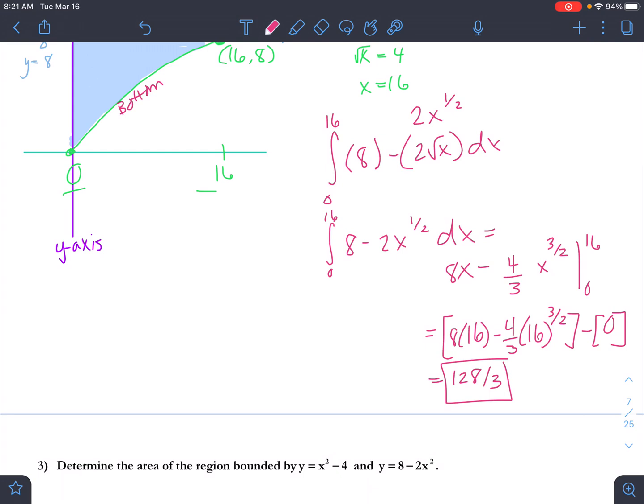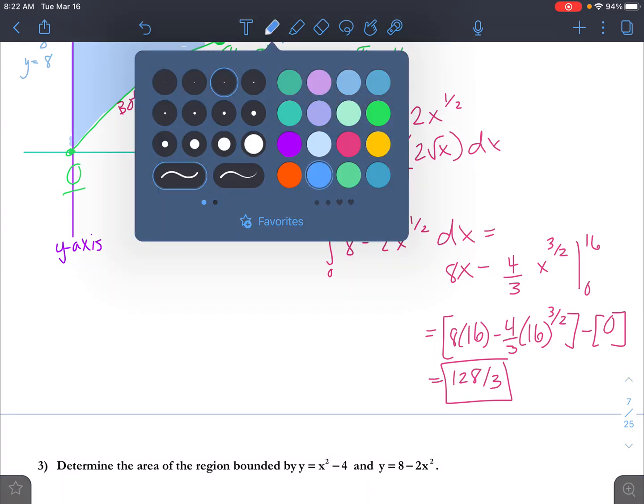All right, so we're going to try one more here, which has a little bit of an interesting situation going on with symmetry. Okay, so take a look at number 3. Number 3 will be our last one.